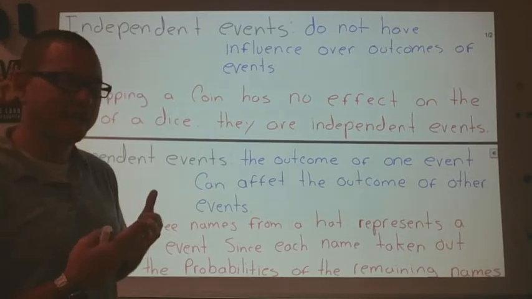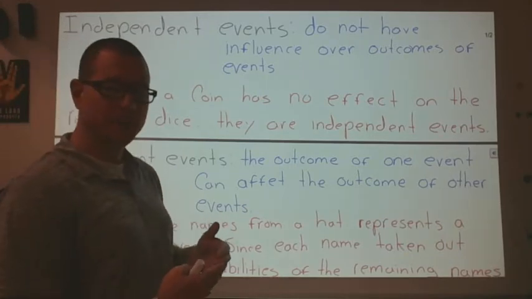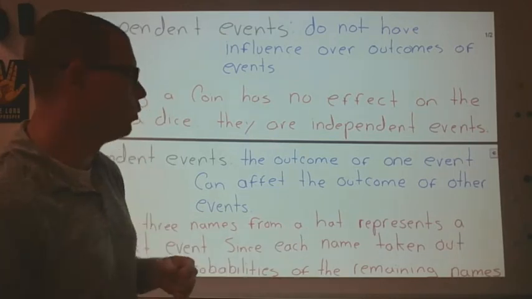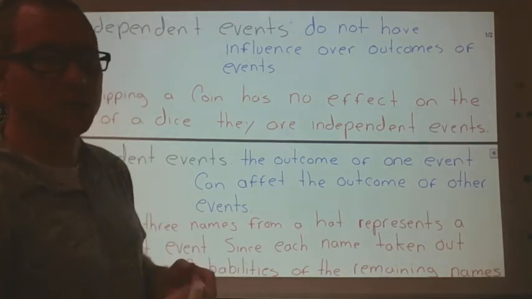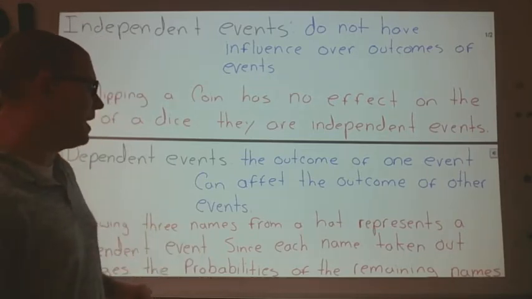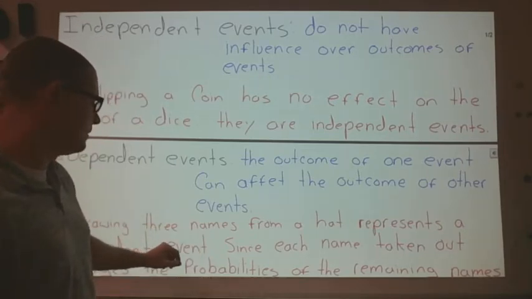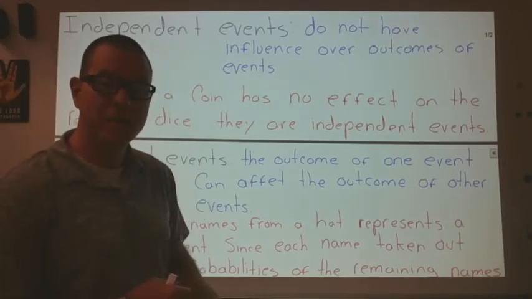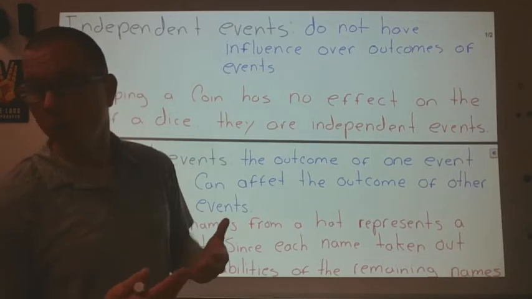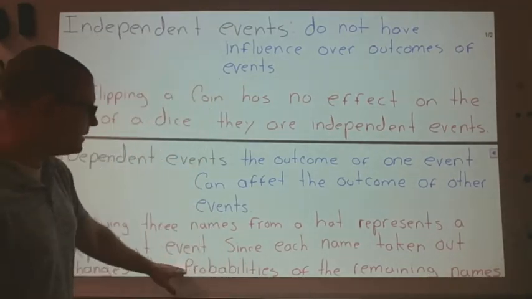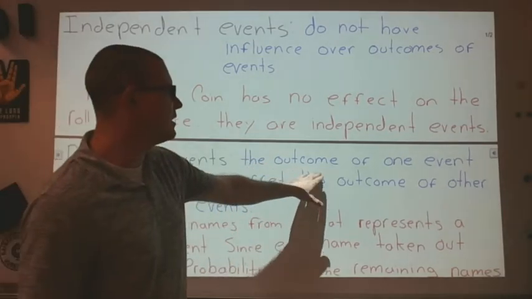So the fact that one thing has occurred changes the probabilities of how the next thing will occur. And usually this has to do with a sequence of events that are repeated. Drawing 3 names from a hat is a dependent event, because if I take a name out, that changes the probability of the names that are still in. They're all more likely to occur now. So the probability changes as this progresses.